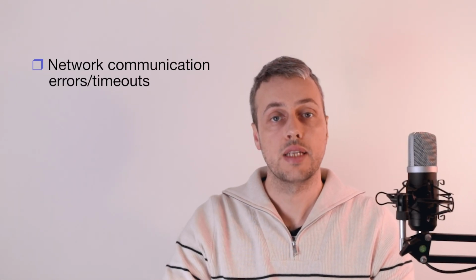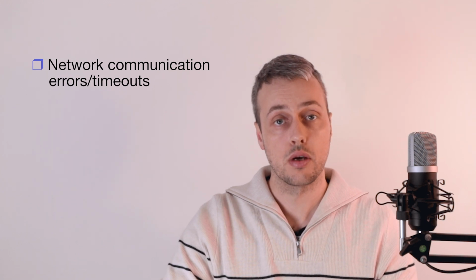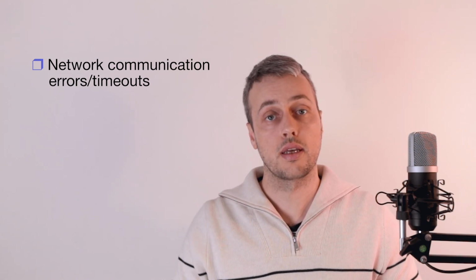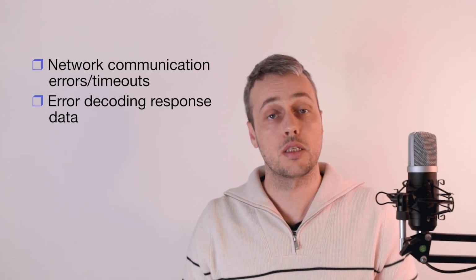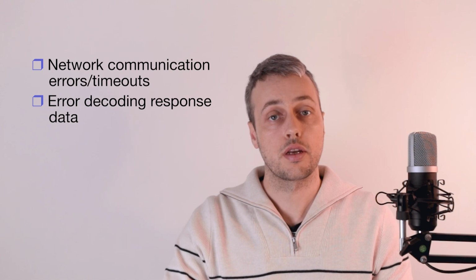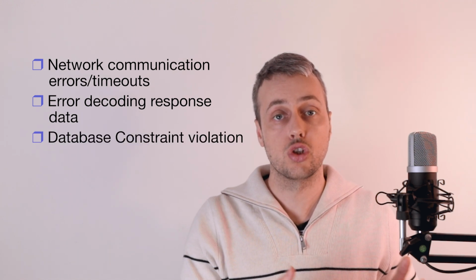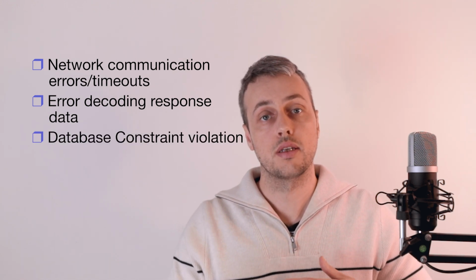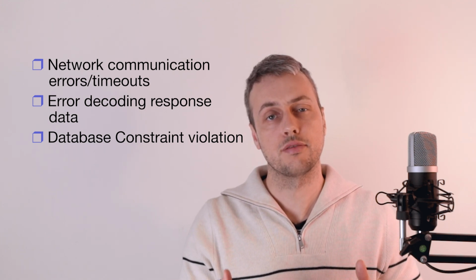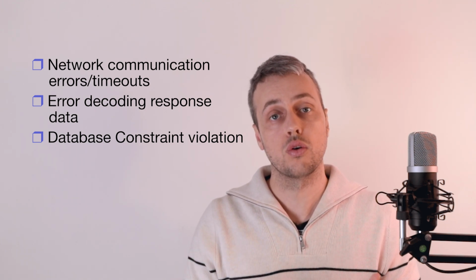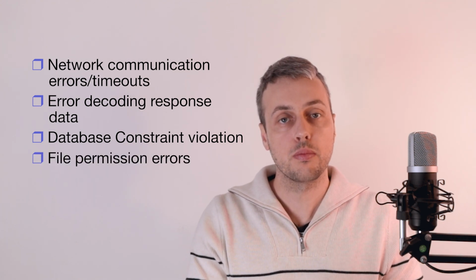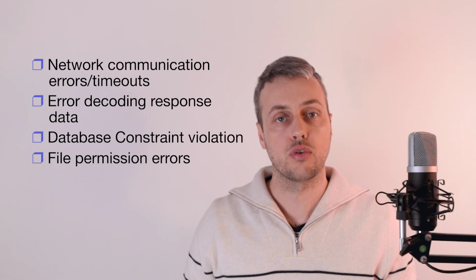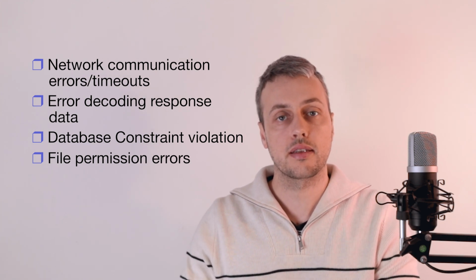So what are some examples of error events? We might have network communication errors or timeouts, and other errors can include things like trying to decode JSON data from an API, but that's failing because the data is perhaps not in the right format. Another example of errors might be a database constraint violation. So imagine trying to insert data, but you're trying to add a foreign key that doesn't exist. That's going to cause a constraint violation. And another example is when you try and access a file, but you might not have the access rights for that file. We're going to look at this exact example now.